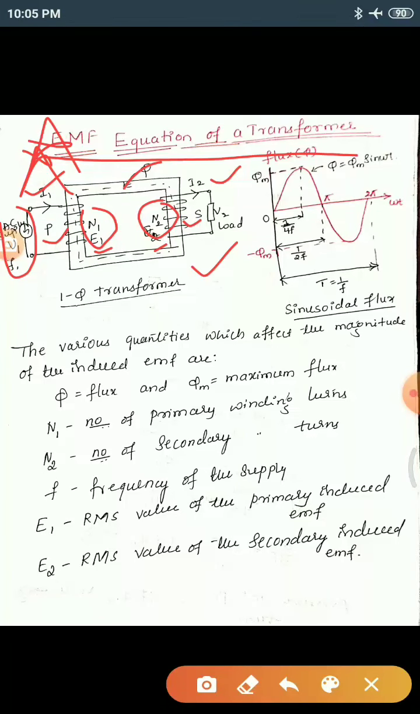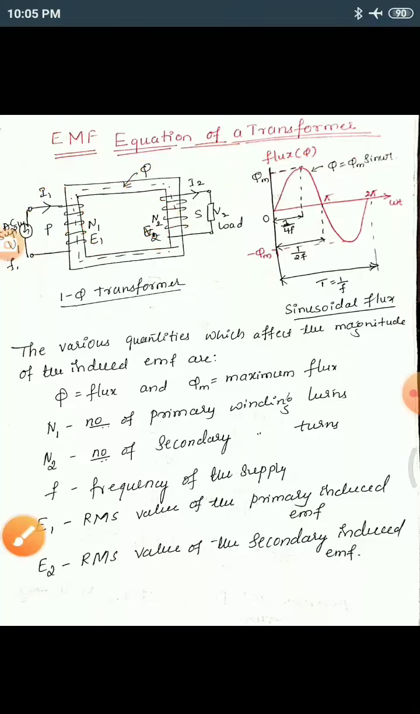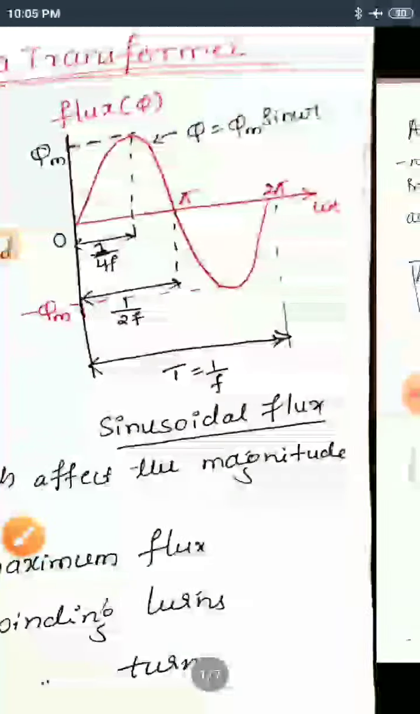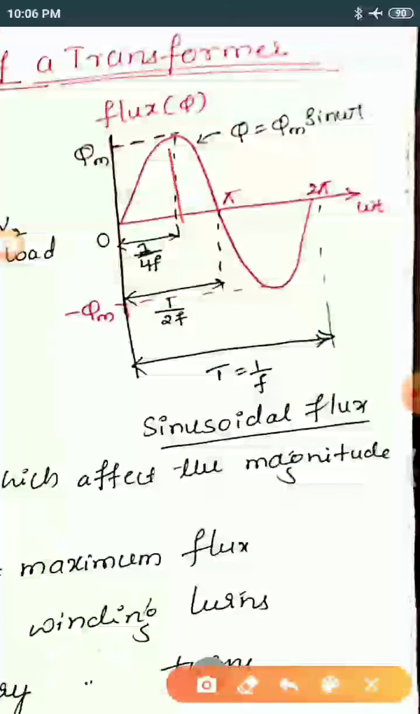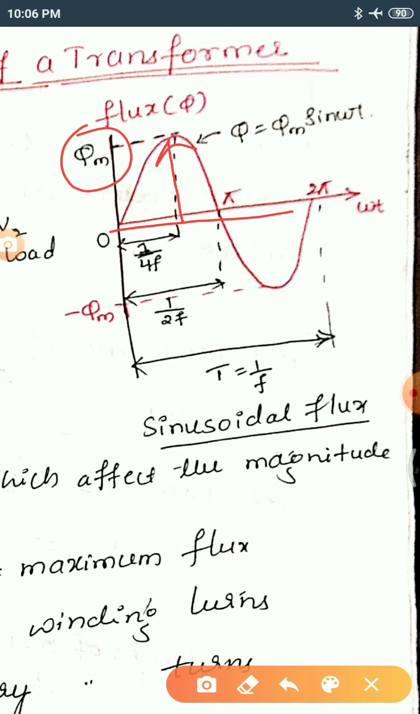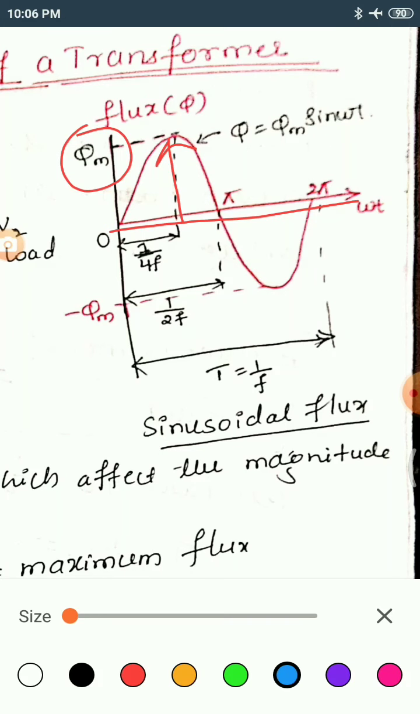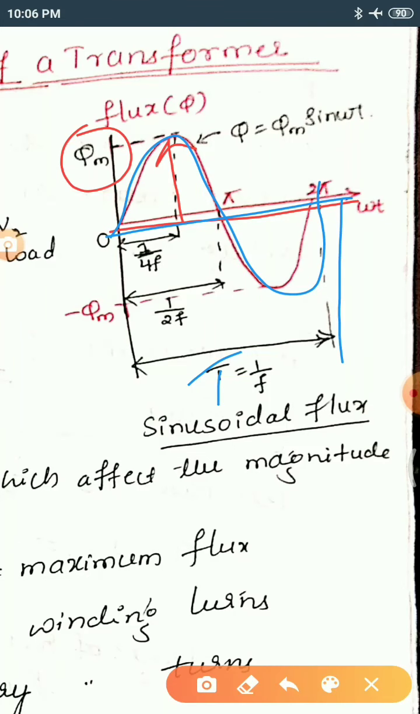Okay, if you represent this waveform-wise, we can represent a sinusoidal flux. This is the maximum one, so we will take phi m as the maximum flux. Observe, this is one total wave, one complete cycle, and the total time period of this is T. As you know, T is equal to 1 by f, right? And for consideration, this is between 0 to 2 pi.